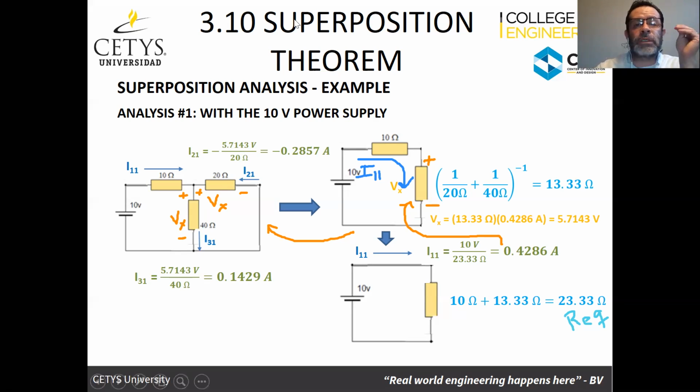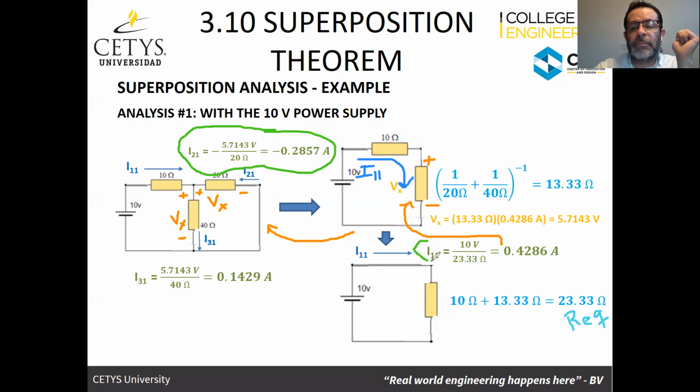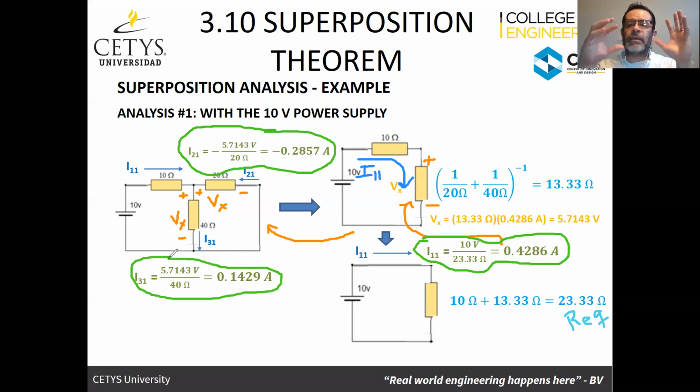These three values that we just found, we're going to write them down somewhere, because this isn't the final result. This is just the result of the first analysis, where we find the three values. These are the contributions to those three currents when we just have the 10 volt power supply. We're going to take note of them, and then we're going to do the analysis for the second one. Before we jump to that, questions with this one?